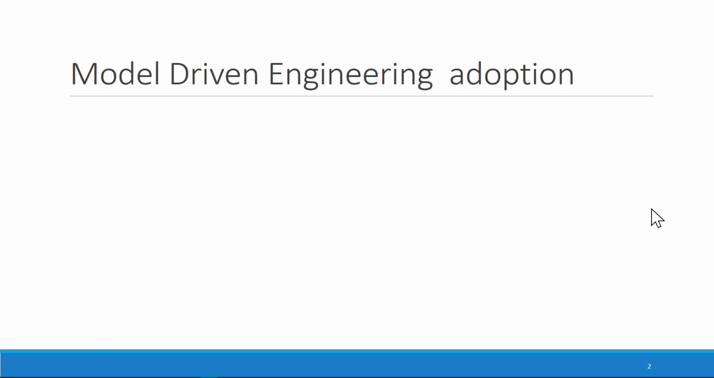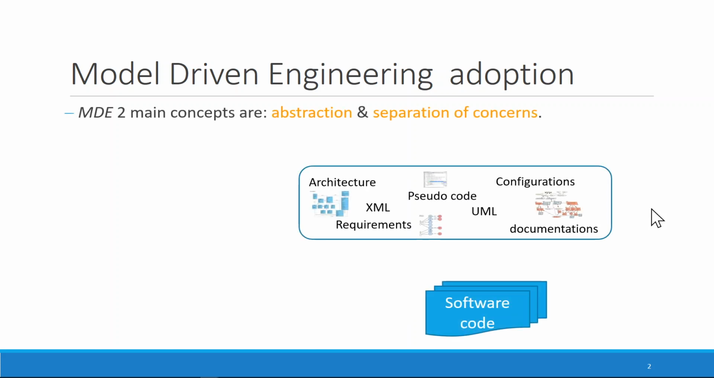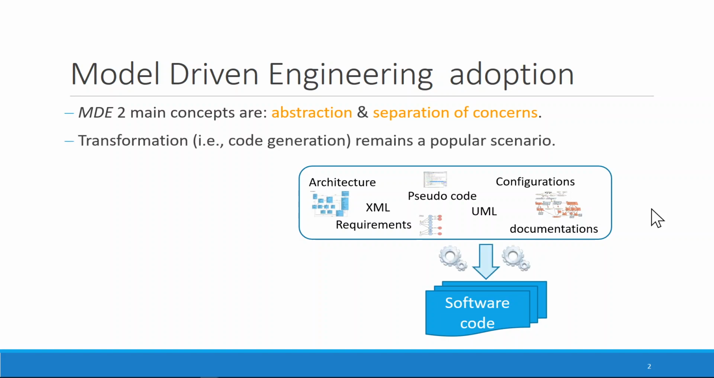on the model-driven engineering field. So MDE promotes two main concepts. Instead of directly coding the software, we abstract from it by using different kinds of models, and the different points of view are separated in different artifacts. This is the concept of separation of concerns. So at the end, you will have the architecture point of view in an architecture model, the requirement model, configurations, etc. And one of the scenarios of MDE is transformation.